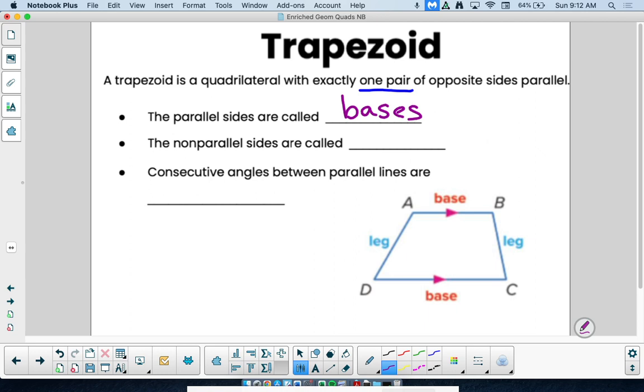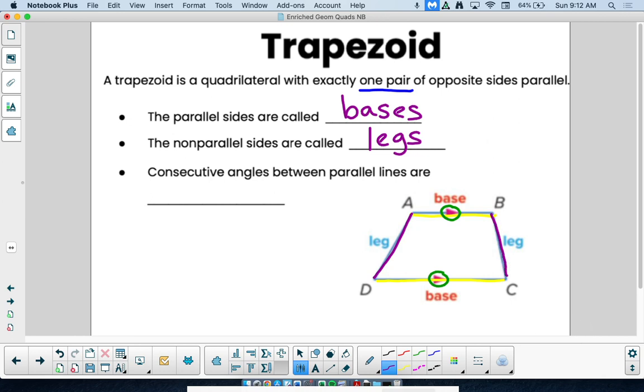Those are our bases. That's what's noted here. And maybe you want to grab some colors from the bookshelf, or if they're highlighters on the round table, definitely highlight these things. Here's a base, here's a base. And remember, we know that they are parallel because of those little arrows. The non-parallel sides are called our legs. The legs of your trapezoid. Again, those are noted here and here. Those sides are not parallel.